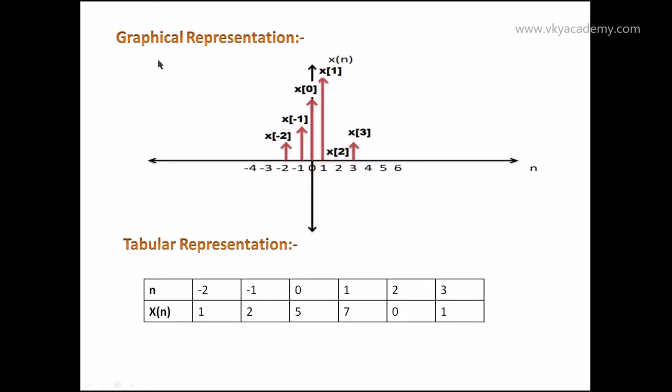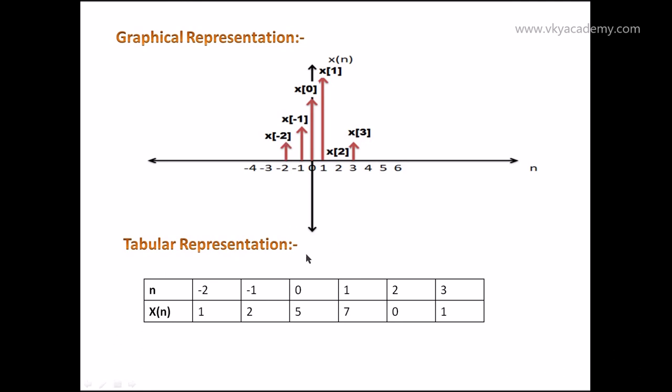Now the same set of samples can be represented graphically here. You can see we discussed already this particular graph. At 0 the amplitude is 5, at 1 the amplitude is 7, at 2 it is 0, at 3 it is 1, at -1 it is 2, at -2 it is 1.